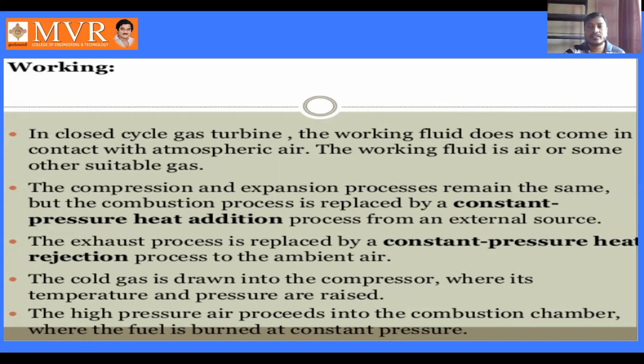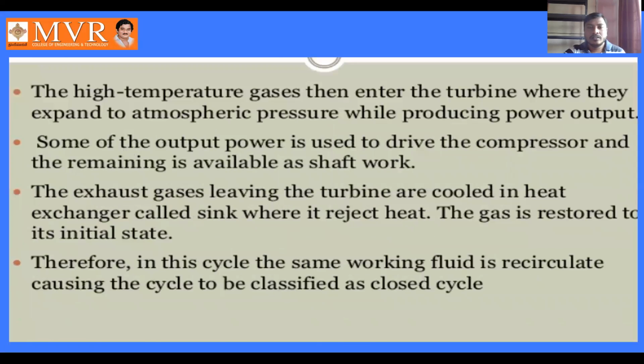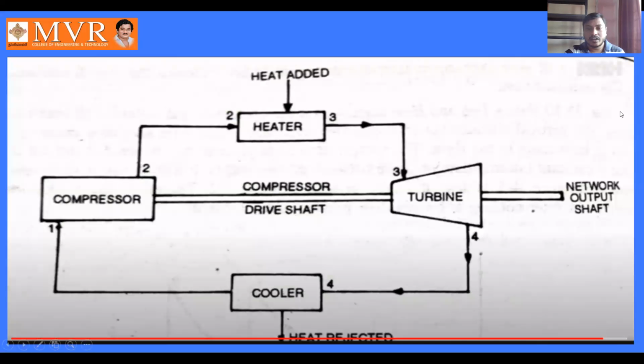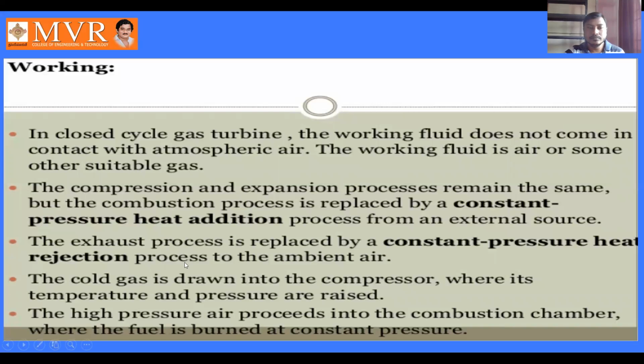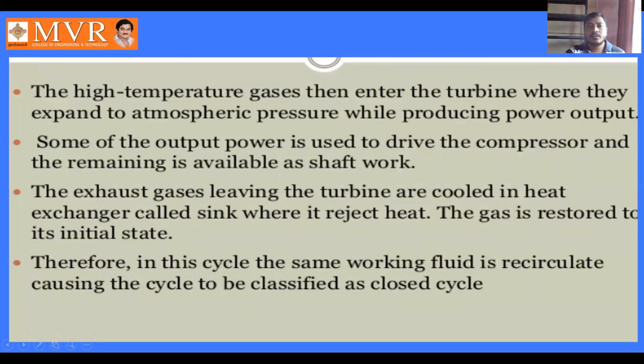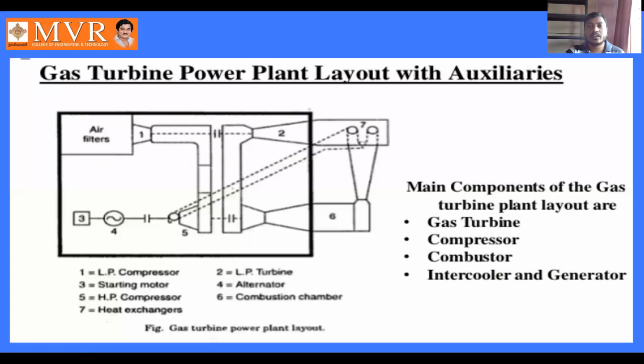The cold air is drawn into the compressor, where its temperature and pressure are raised. The high pressure air proceeds into the combustion chamber, where the fuel is burned at constant pressure. This is about the closed cycle.